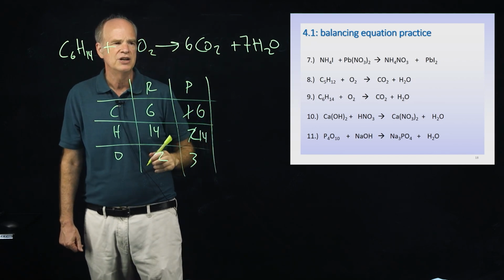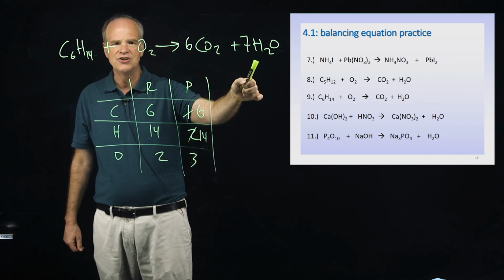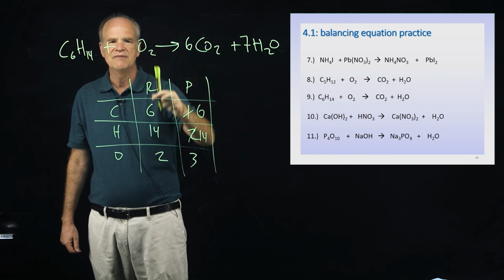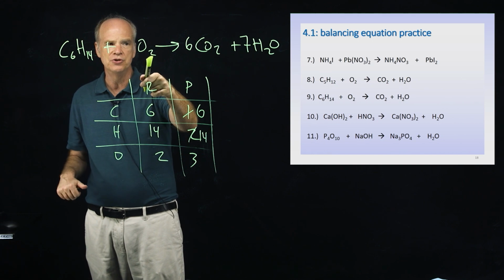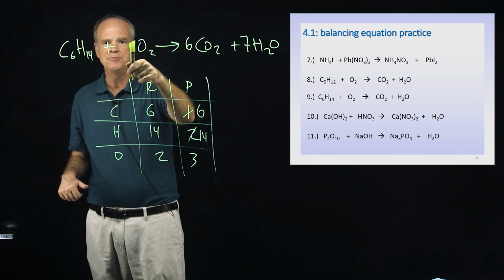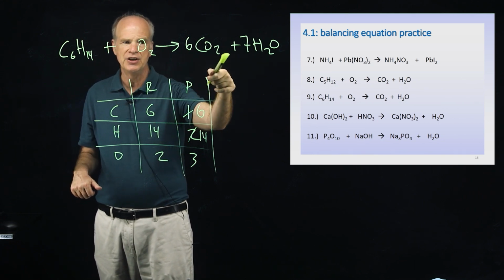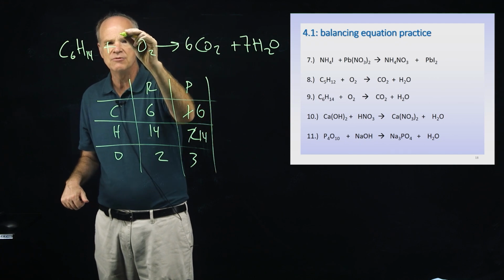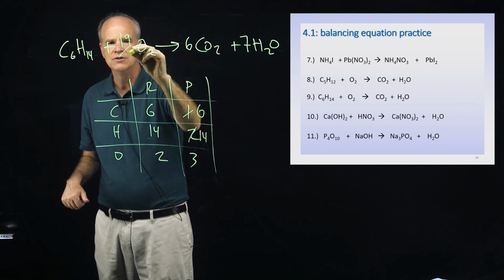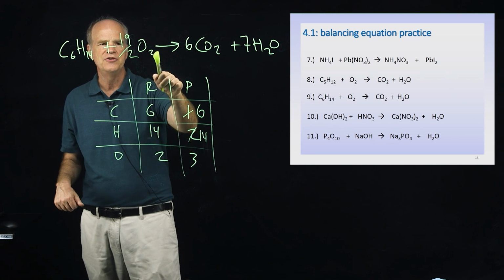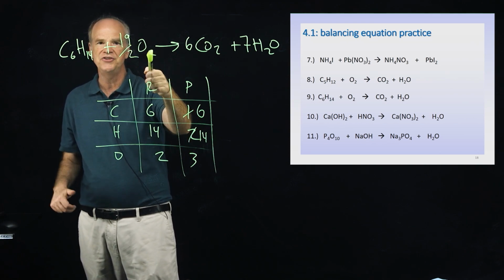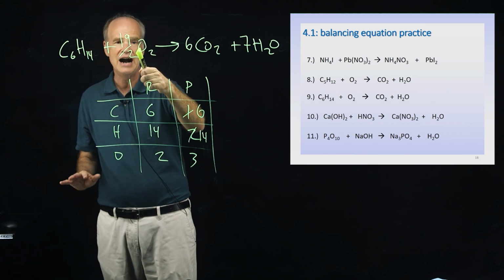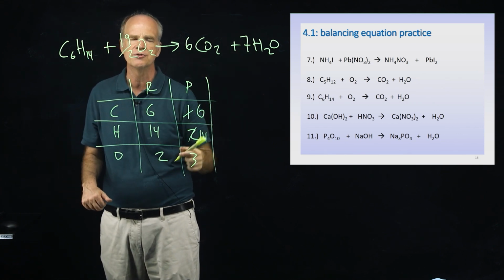Okay, so recall that we have 19 oxygens on the right, 2 on the left. So what fraction can we multiply by 2 such that 2 times that fraction gives us 19? The fraction I would use is 19 over 2. If you have 2 times 19 divided by 2, that's just 19. So the oxygens become balanced because there's 19 on the right.